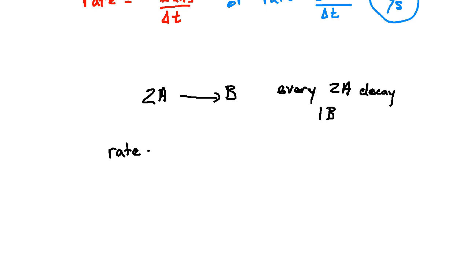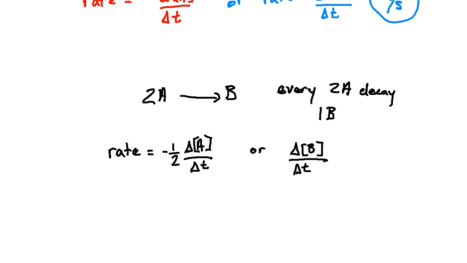So what we would need to say here is that the rate is going to be equal to negative 1/2 the disappearance of A with respect to time. All right, or we can say the appearance, or the change in concentration of B with respect to time. So why is this negative 1/2, whereas before it was just negative?